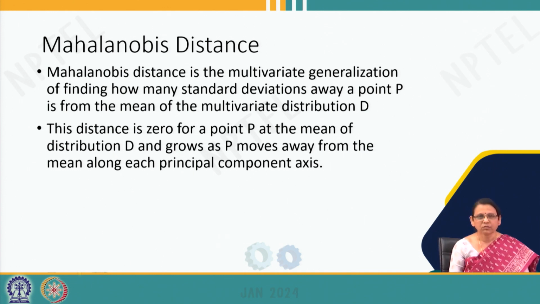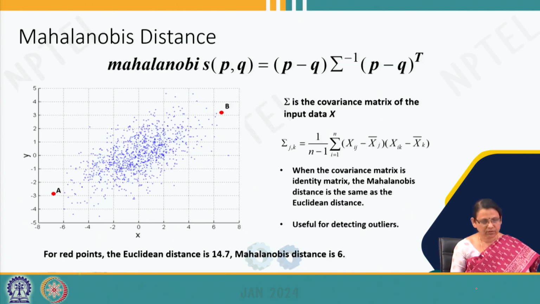Now, in this distance measure, which also considers numeric data, the main idea is we have to also consider the distribution from which the data point is drawn. So, this distance is a generalization of finding how many standard deviations away a point P is from the mean of the multivariate distribution D. Now, this distance is 0 for a point P at the mean of the distribution, and as we go far away from it, this value increases in the direction of the principal components.